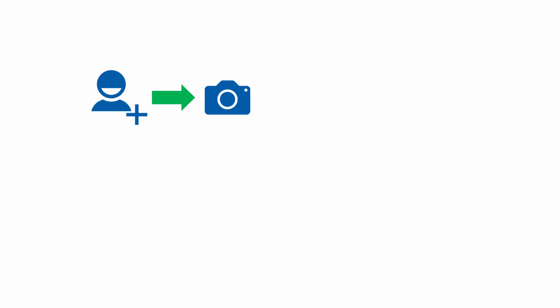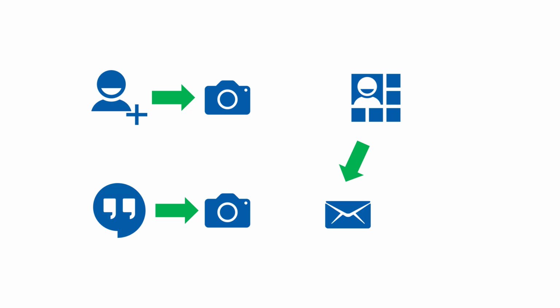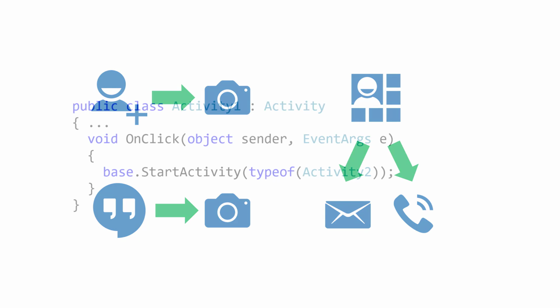How about adding a new contact and launching the camera to take their picture, or messaging someone and jumping to the camera to take a snapshot of whatever you're doing? Or going from contact details to compose an email for that contact, or calling them as we just saw.